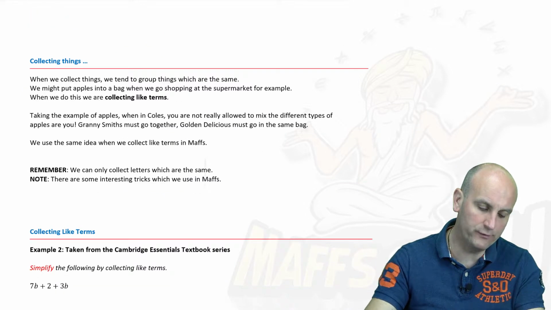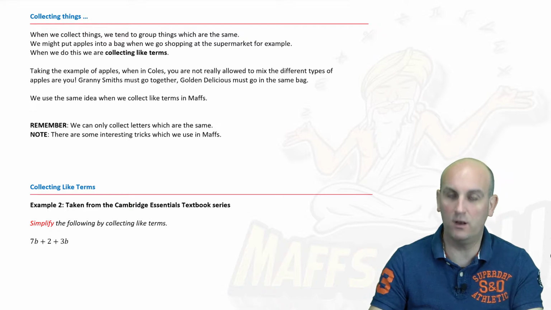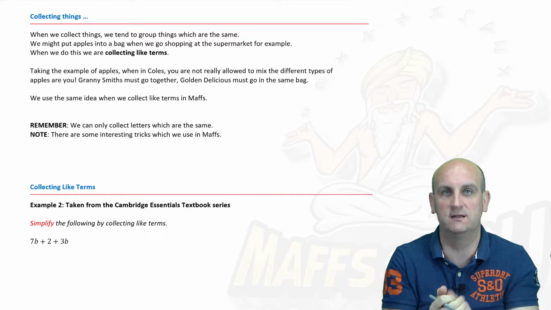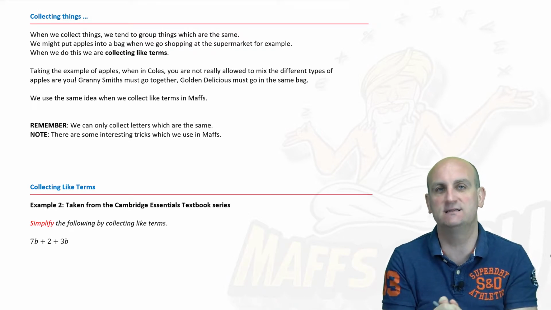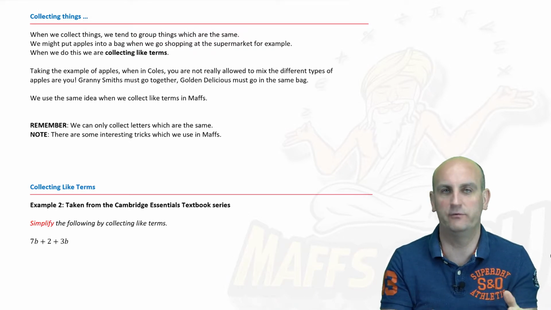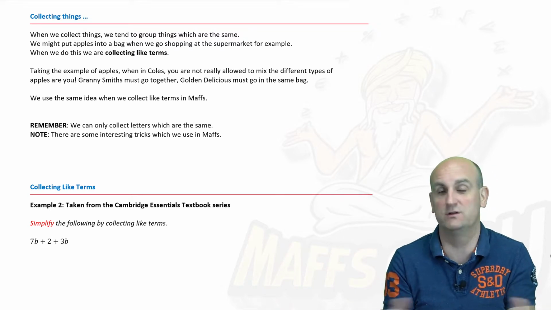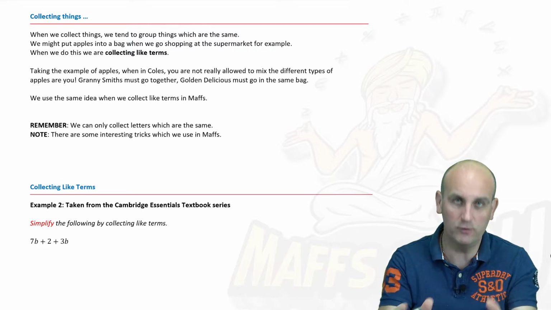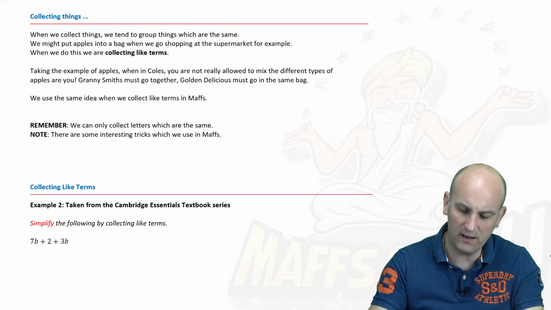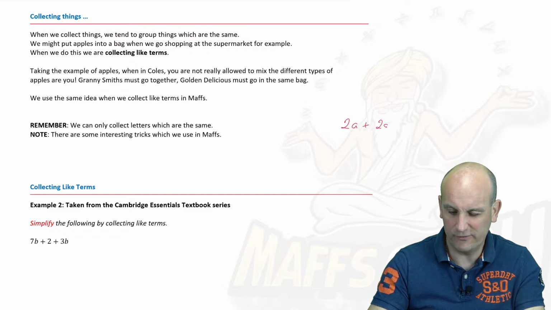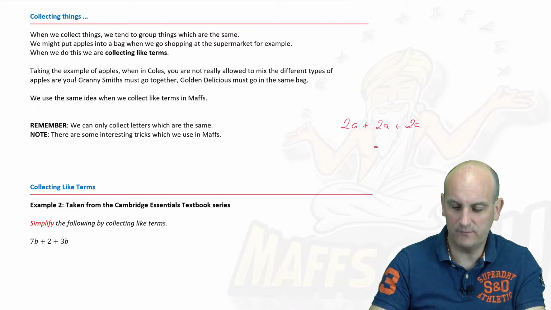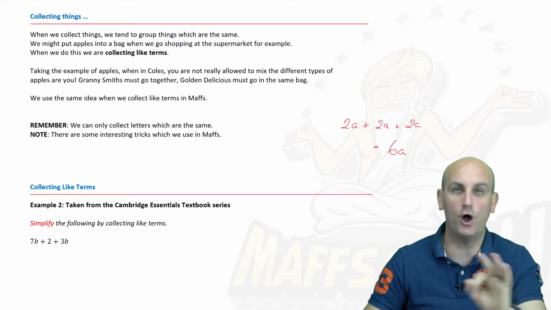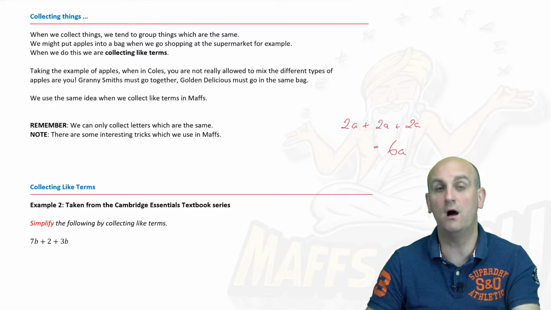Now, why is it important to know when things are like or not like? It's because we can then collect like terms together. We can group things that are the same. I wouldn't go into a supermarket and say, I'll have 2 apples and 2 apples and 2 apples. That would make no sense. I would just walk in and say, I want 6 apples. They're grouped. I can collect them together. They're like terms. I can just group those together nice and easily, all right? So we can only collect terms that are alike.